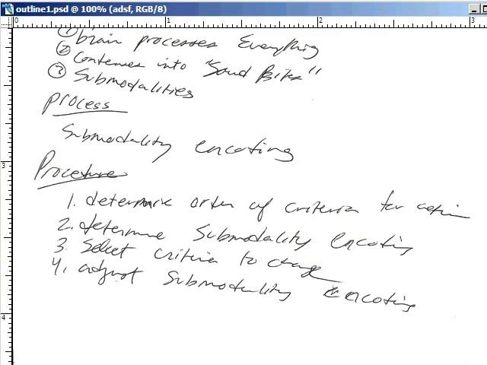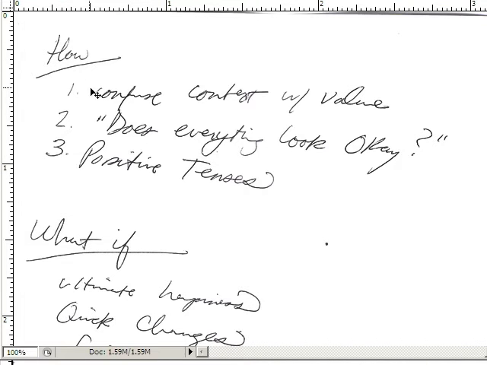And then what's next is the how. These are some of the sticking points here. Confusing context with value. Does everything look okay is another thing.